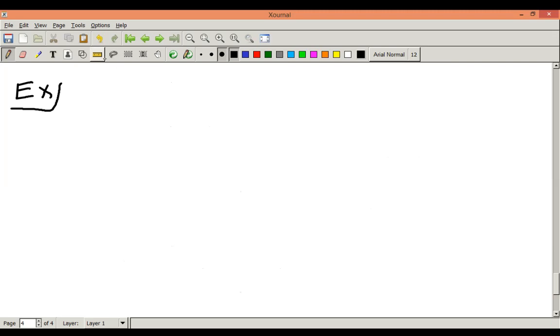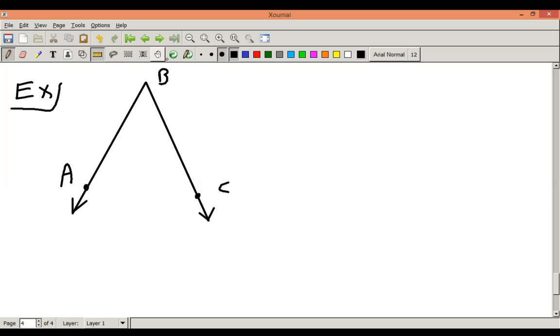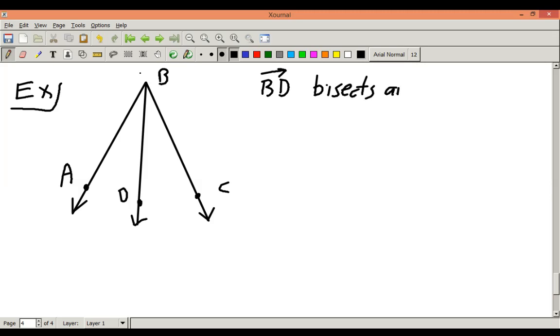Okay, so I'm going to draw a figure up here. And what you see here is angle ABC. And then we are told, and you do have to be told because you cannot go on the appearance of the drawing, you're told that ray BD bisects angle ABC.